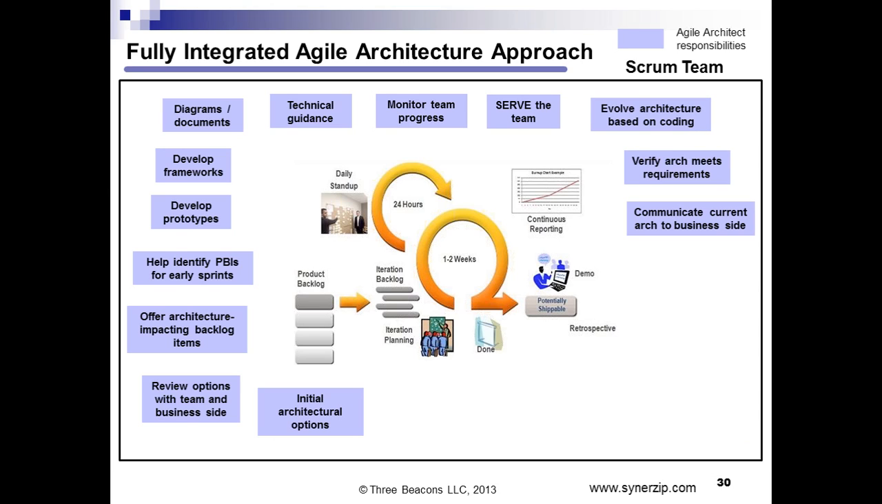Continue to evolve the architecture based on coding. As the architect, you should verify that the architecture helps to meet the requirements and communicate the current architecture to the business side so that everybody is aware. Always providing feedback and listening to feedback from the developers, and breaking the rules in the right way as we discussed previously.